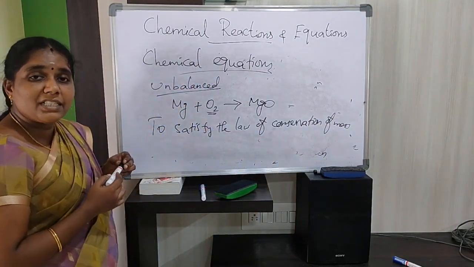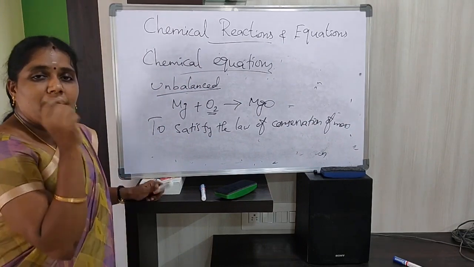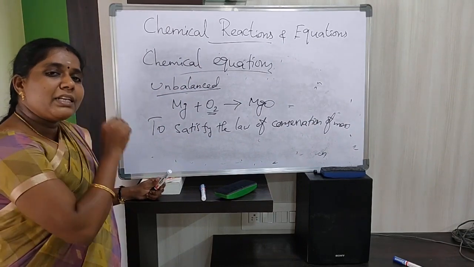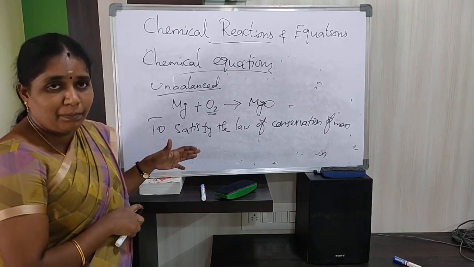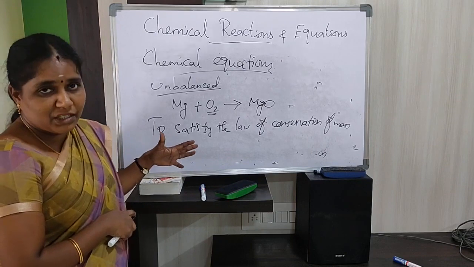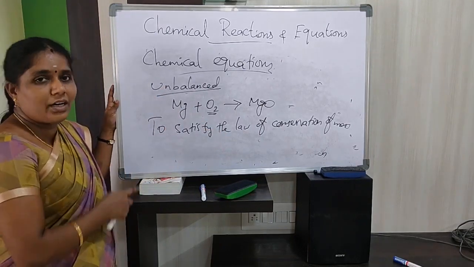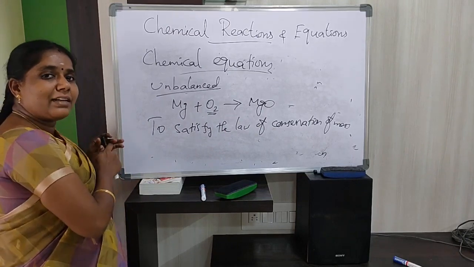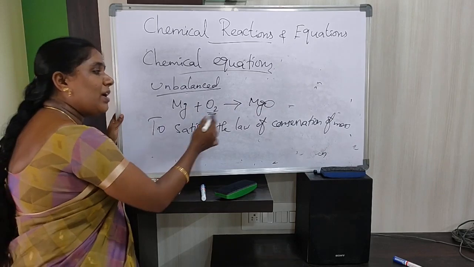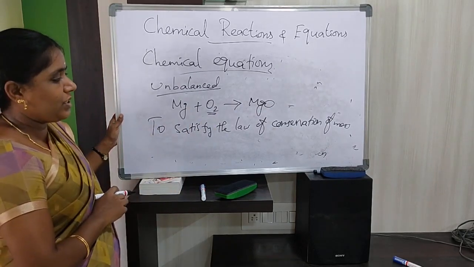What is meant by the law of conservation of mass? Already we have learned this in your 9th standard. The mass of reactants must be equal to the mass of products. Mass can neither be created nor destroyed in a chemical reaction. So the total mass of the reactants must be equal to the total mass of the products. So we need to balance a chemical equation.